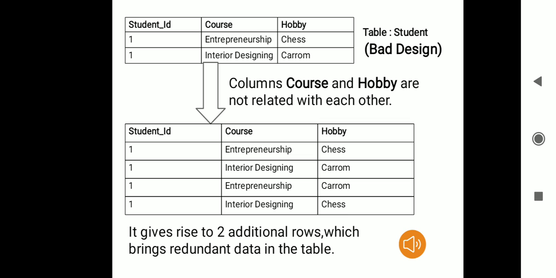Now, even if the table seems to be free from anomalies, there still lies a problem. Since the same student is taking two different courses and is interested in two different hobbies, the two existing rows also give rise to two more additional rows, which are entrepreneurship carom as the third row and interior designing chess as the fourth row, which makes the table clearly redundant and it is a bad database design. In order to eliminate this bad database design, what we can do is split or decompose the table student into two different tables, which I will show you in the next slide.